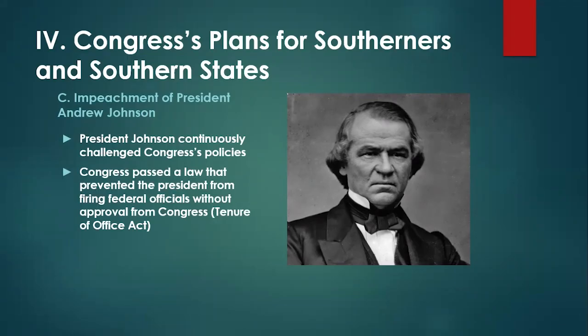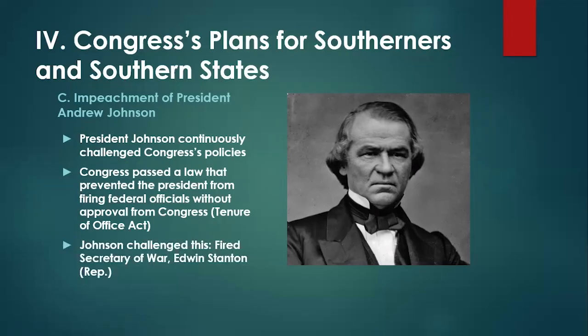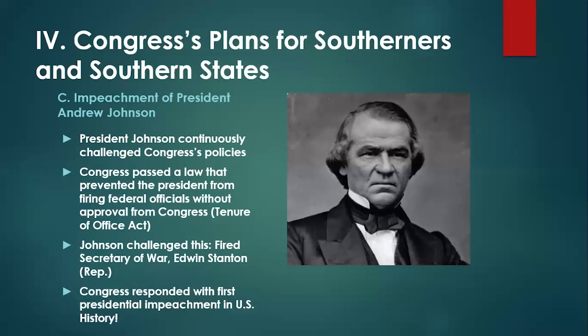And they knew Johnson, they knew he was a hothead, and they knew that there were a lot of people in his cabinet who he didn't like. So they knew eventually he would probably challenge this law, giving them grounds to impeach him. Sure enough, his Secretary of War, Edwin Stanton, who was a member of the Republican Party, Johnson decided he didn't like having him around, and he tried to fire him without getting approval from Congress. Boom, he had now violated the law. Congress used this as grounds to impeach President Johnson, all right? This was the first presidential impeachment in U.S. history.